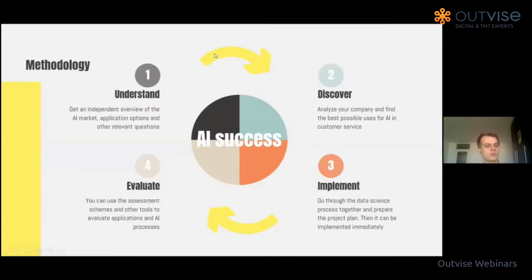So let me present the methodology that I follow in my projects. It's pretty simple. You can say typical consulting methodology, but still very useful. It has 4 main steps. In the first one, you need to understand what AI is, what the market of analytics is, which application options exist, and other questions you need to encounter. And congratulations, you are kind of through with that step. By the end of this webinar, you will be more or less through with that step, at least for the area of customer service, because the webinars that we have gone through, this is the 4th one that we do with Outvise, pretty much cover everything that you need to kick off your first project.